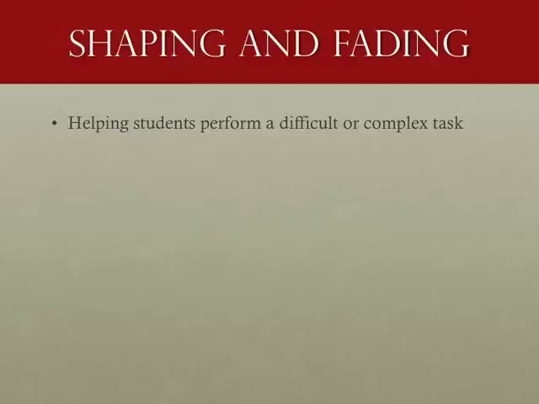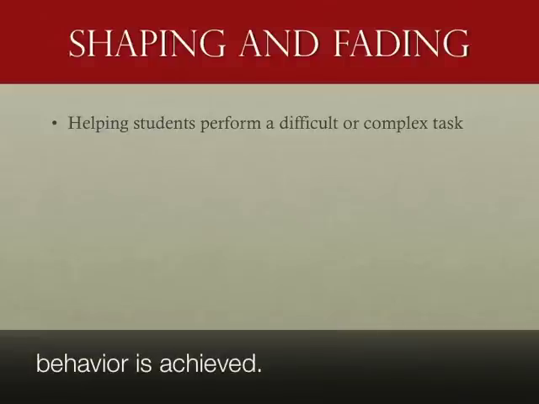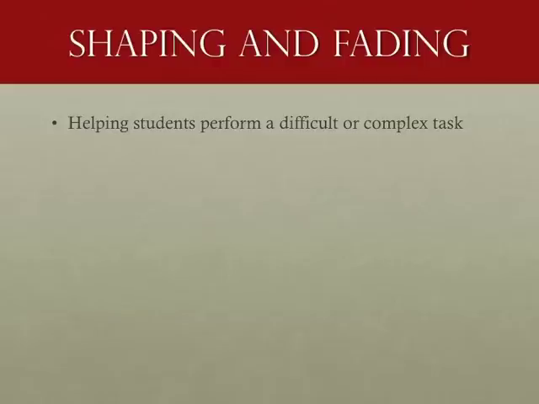Shaping and fading are yet another idea we can take from behaviorism. Shaping is reinforcing successive approximations of behavior. So you're reinforcing gradual steps to the behavior that you want, to a more complex behavior. So if I want a student to learn how to walk to line up, he might walk the first few steps and then run. I'll reinforce him for walking those first few steps, but the next time he has to walk more steps before he starts running.